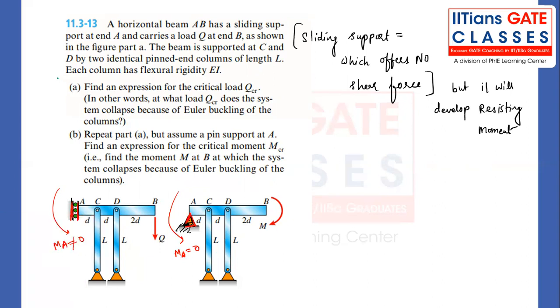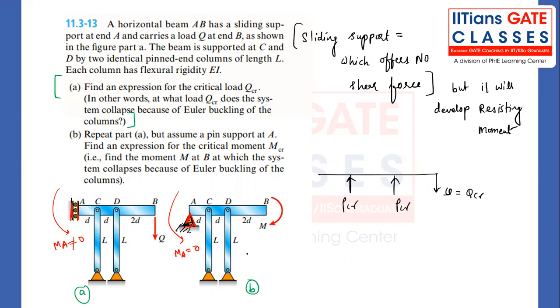Let's focus on case A. This figure is for the A part, and this figure is for the B part. For the A part, on the sliding support we are applying some load Q. They are asking, what is the Q value, that is Q critical, when the column will buckle? Because of this Q critical, either of these columns will buckle. When Q is just equal to QCR, the load in each member will be equal to PCR.